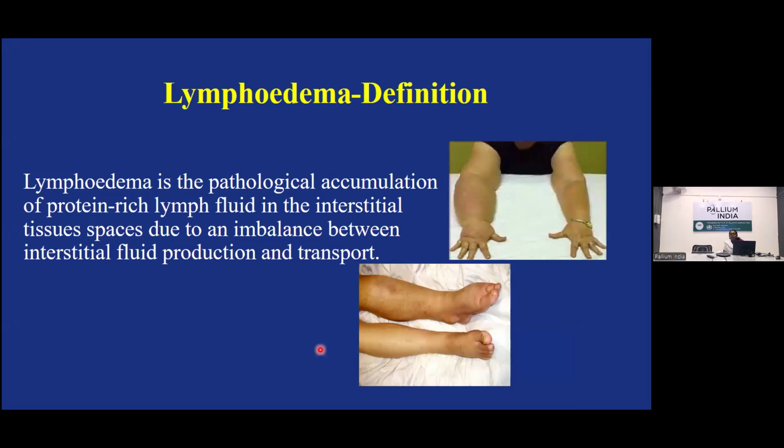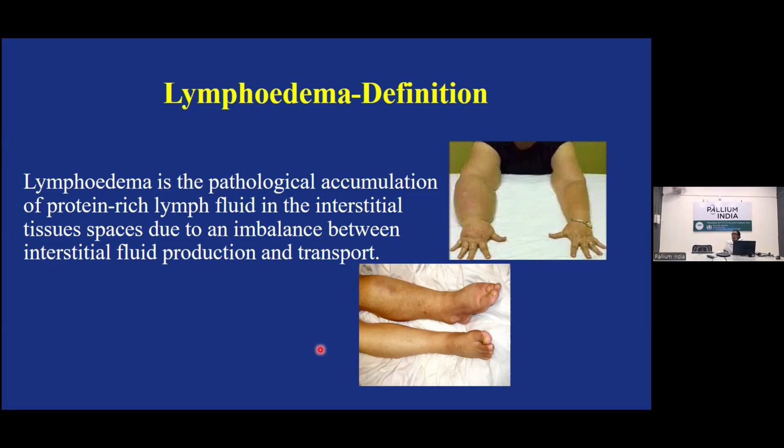What is lymphedema? So now we are all clear about the anatomy of the lymphatic system. Now we are going to learn about lymphedema. Lymphedema is a pathological accumulation of protein-rich lymphatic fluid in the interstitial tissue space due to an imbalance between the interstitial fluid production and transport.